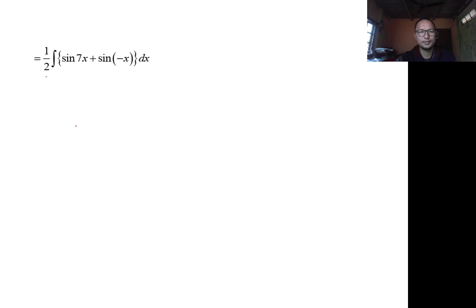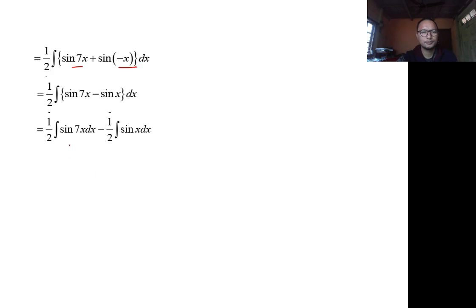Now we will get half of sin 7x plus sin of minus x. Sin of minus x is minus sin x, we know that. Now integrate term by term. Let's see, the integral of sin 7x is minus cos 7x over 7, and the integral of minus sin x is plus cos x.